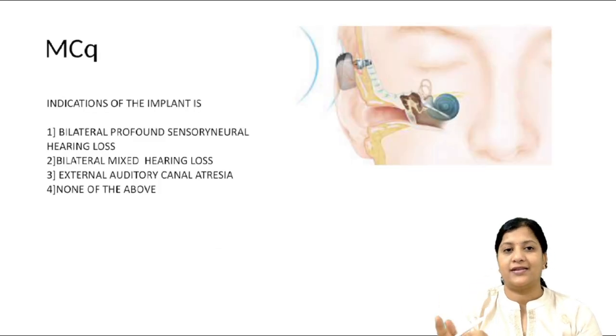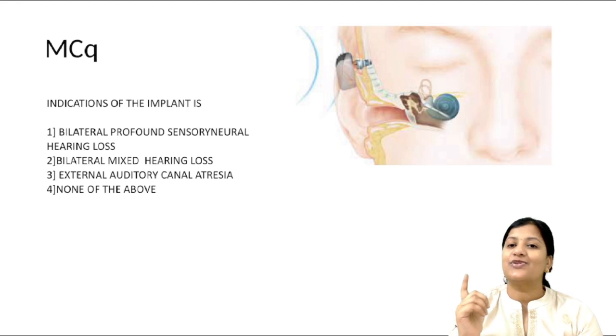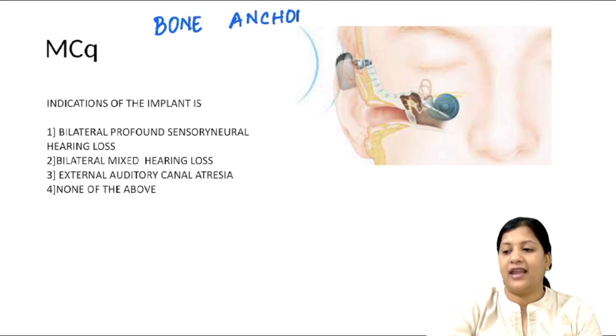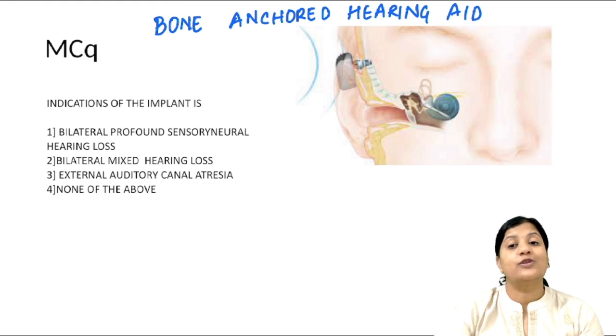Indications for the implant test. So they have given you another sort of an implant and they're asking you what is the indication of this implant. Is this used for bilateral profound sensory neural hearing loss, bilateral mixed hearing loss, external auditory canal atresia, none of the above? So what you're seeing here is called a bone anchored hearing aid. So bone anchored hearing aid is nothing but Baha. So the name of this is bone anchored hearing aid, also called Baha.